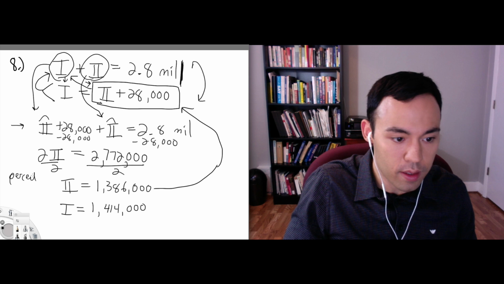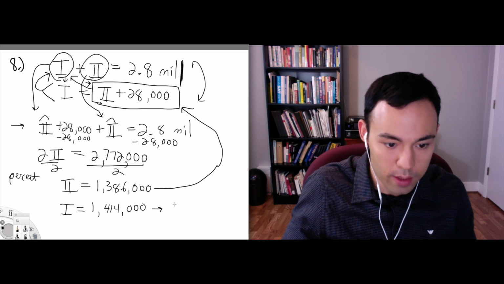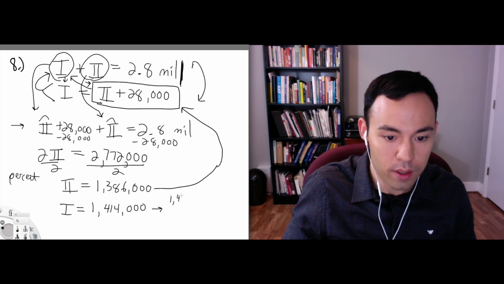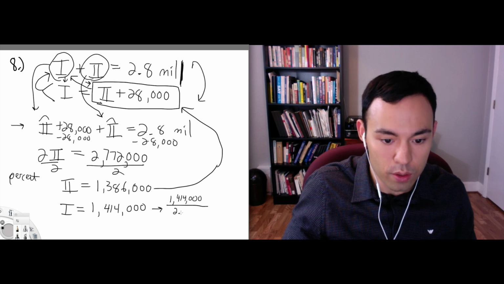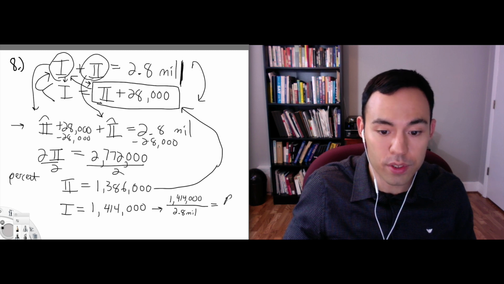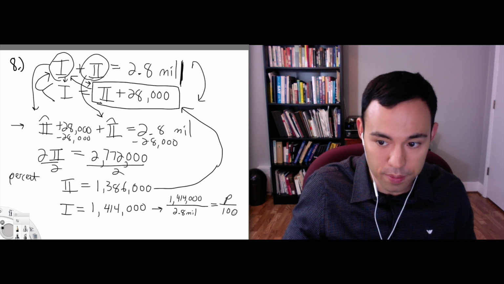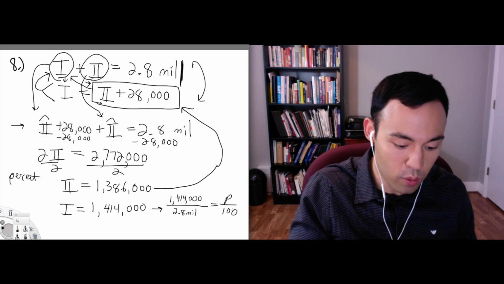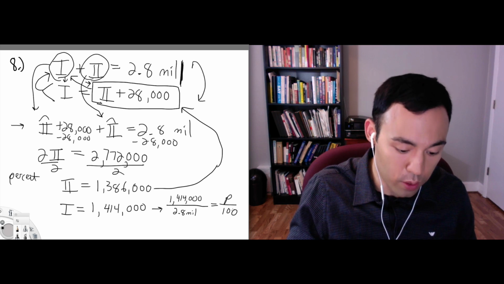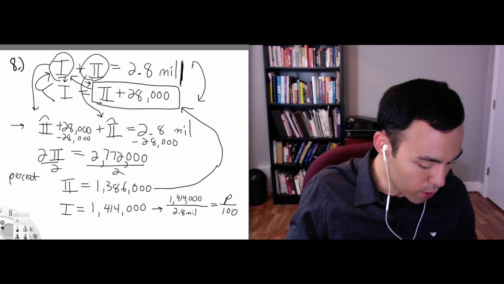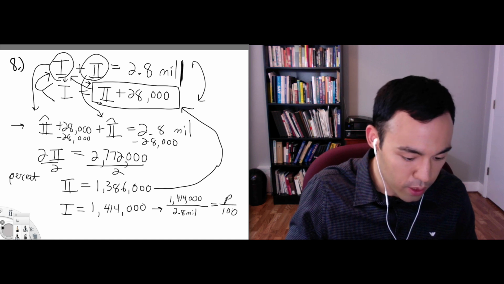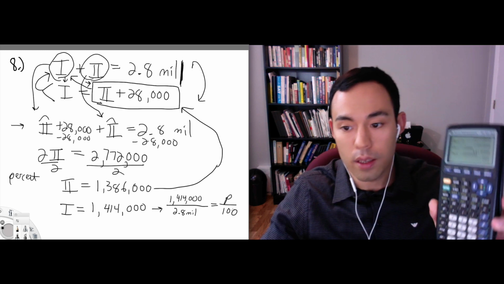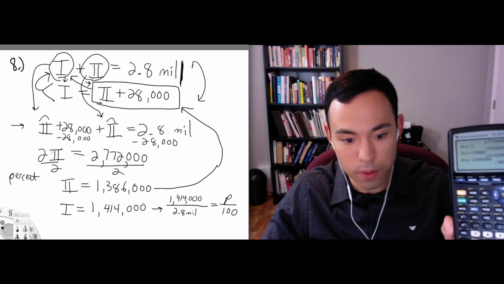Percent means out of 100. So we've got to set this up like this. We've got 1,414,000 all over 2.8 million is equal to what percent of 100? Okay, so if we take the 1,414,000 divided by 2.8 million, I've got to be really careful with the number of zeros. I'm going to get 0.505.